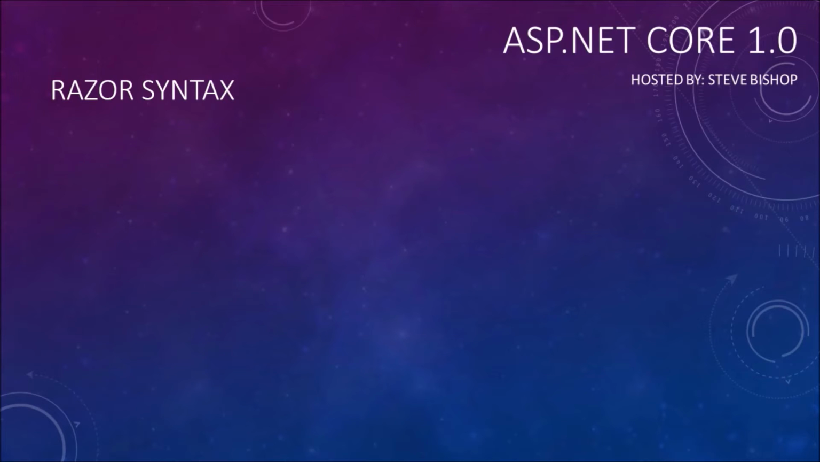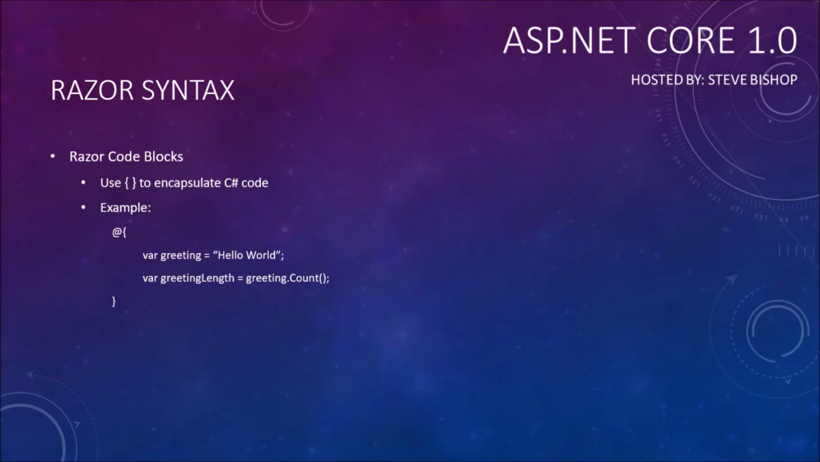If you're looking to do something more complex, then you can actually perform a Razor code block. And Razor code blocks use open and closed curly braces to encapsulate some actual C# code. So for example, here we have the at open curly brace, var greeting equals hello world, var greetingLength equals greeting.Count, and then a closed curly brace. This would set two different variables on our view, one called greeting, which is being assigned the value hello world, and then a second variable called greetingLength, which is equal to the number of characters in the greeting variable.